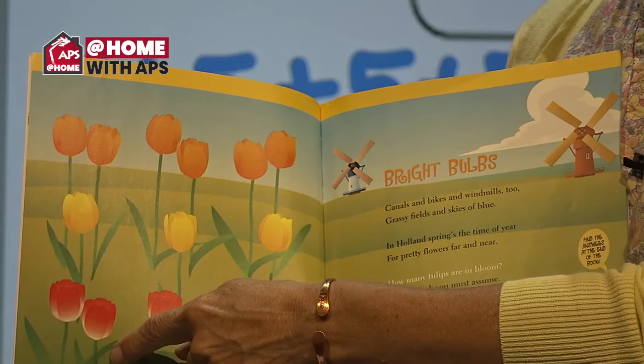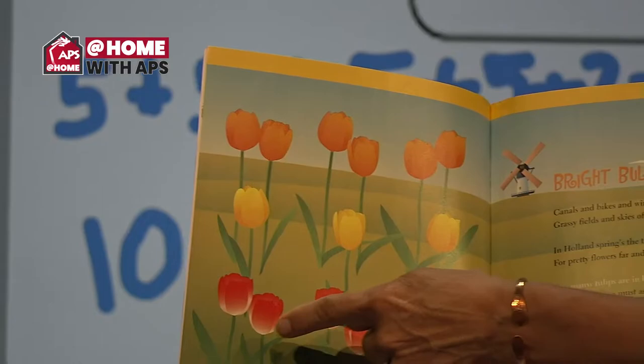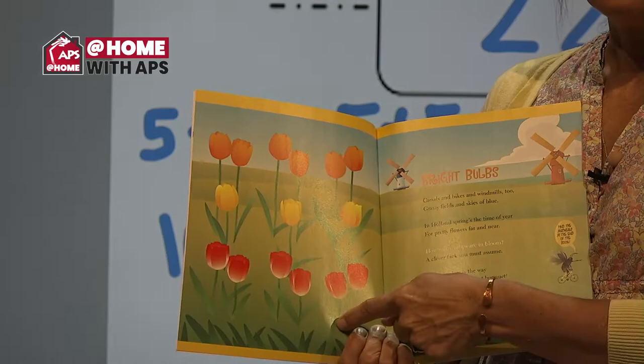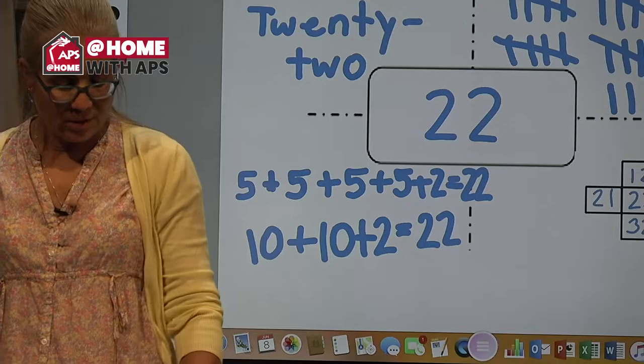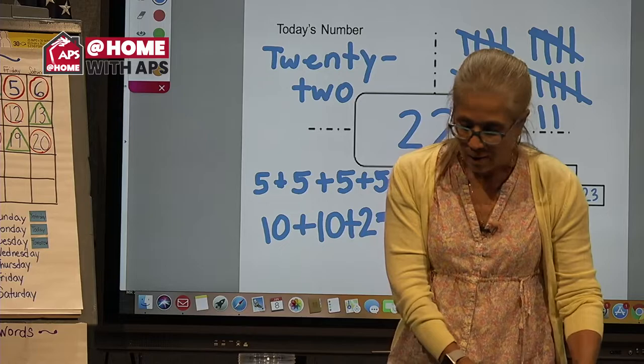It kind of reminds me of our splat that we did last week, right? Where we were looking for groups. So we have 5, 10, 15. How many tulips are in bloom? That's right, 15. All right, I think that's all the calendar math that we're going to be able to do today. Miss Karnath has an activity for you now, and then we'll try again with some more tomorrow.